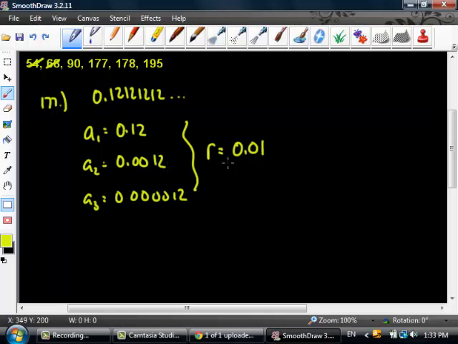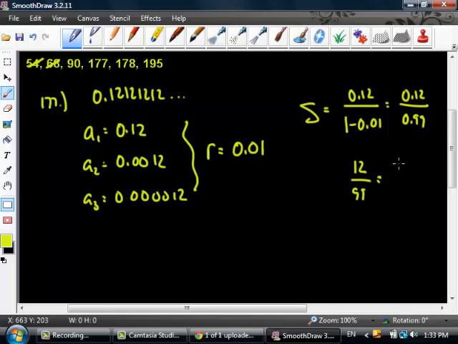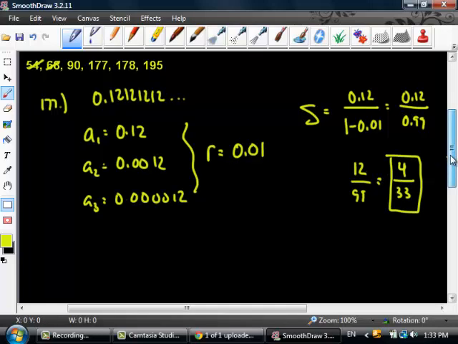Yeah? Okay, so if this is R, then what we do is we use our infinite sum formula to say A sub 1, which is 0.12, divided by 1 minus R. And that's 0.12 over 0.99. So that's 12 over 99. They can both divide into 3, so it's 4 over 33. Serena, do you know how to do number 178 based on this? Okay, cool.